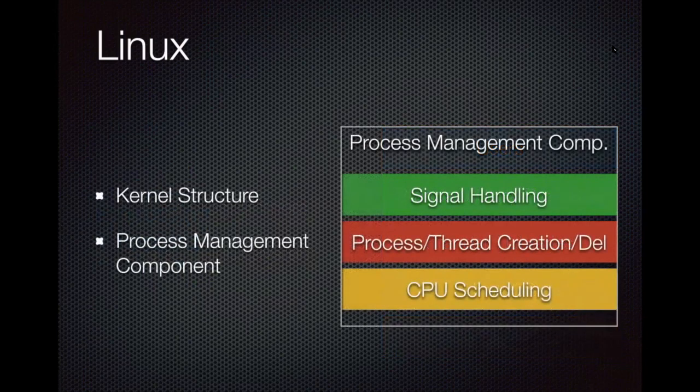Within the kernel, you have the kernel structure, and it contains a process management component. This is where the signal handling happens. And then the most important part of it is the process and thread creation and deletion. This is also where your CPU scheduling happens. As a side note, Linux treats both processes and threads as executable entities and schedules them based on a global scheduling policy. I'll talk more about this in the next few slides.